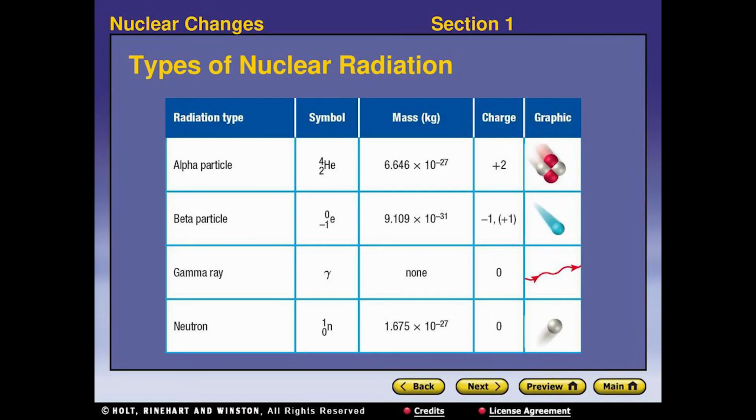Now, we have our 4 types of radiation. Alpha, which is a helium atom with no electrons. Beta, which is a high-speed electron. Neutron, which is, well, a neutron. And gamma, which is very similar to an X-ray.